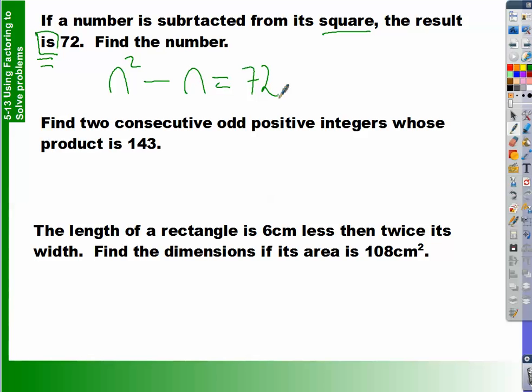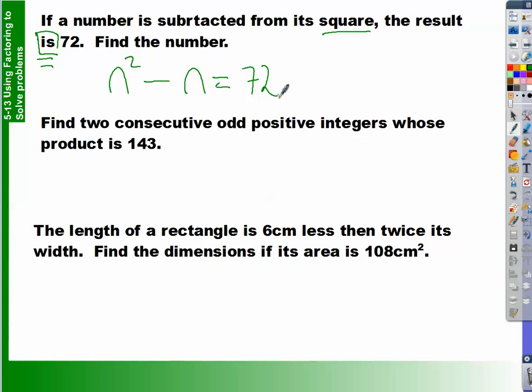Okay. So we have a quadratic expression, n squared minus n, is equal to 72. And essentially, we need to solve this. Now, in order to solve a quadratic, two things must be true. What's the first? What must be true for a quadratic to be solved? Josie? It must equal 0. Does this equal 0? No.